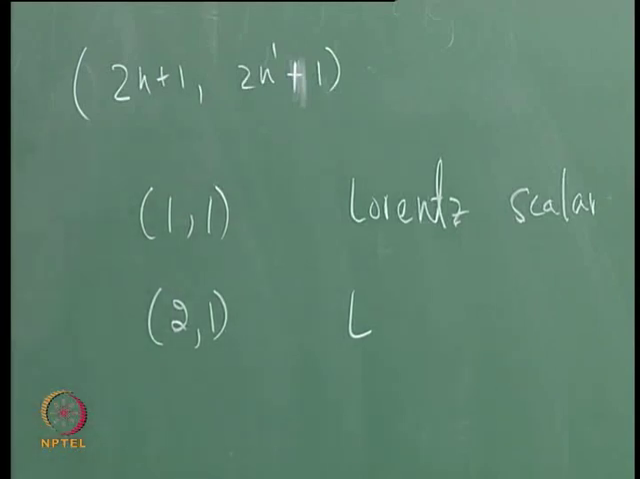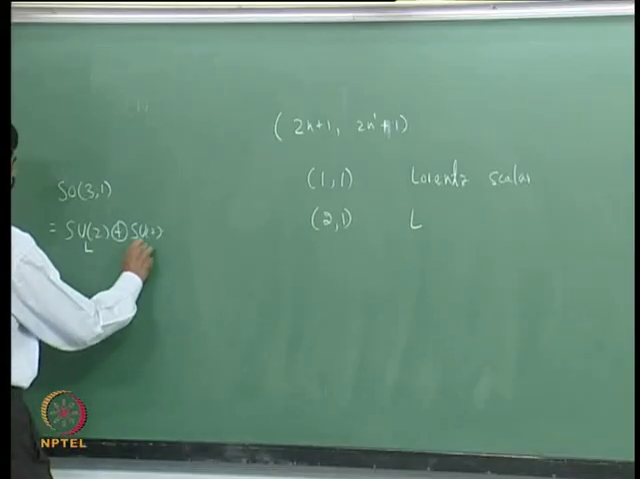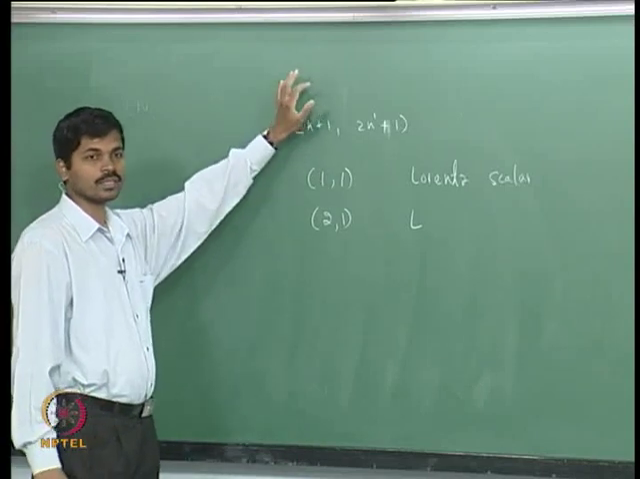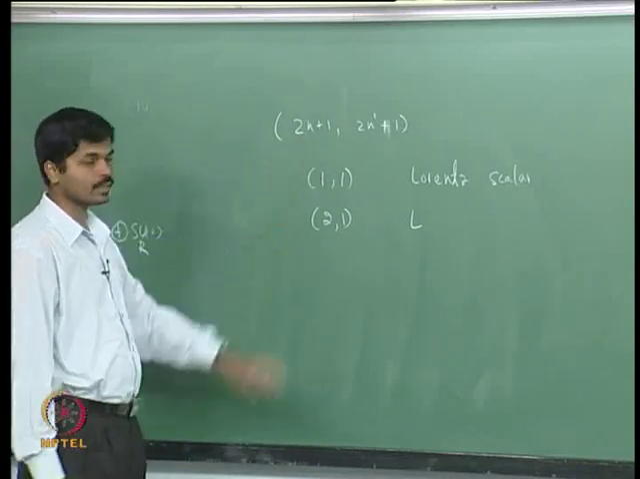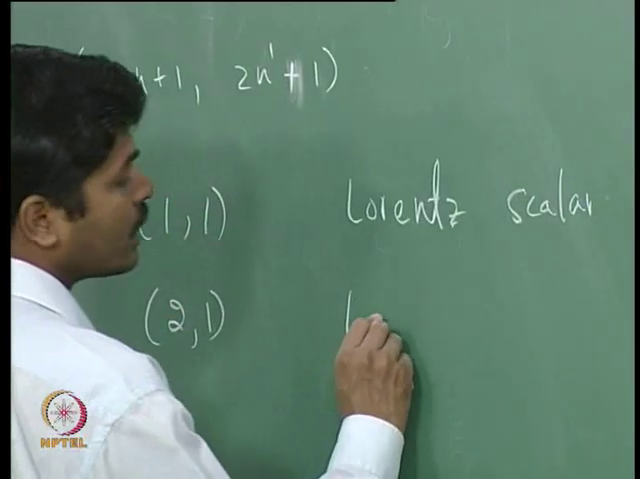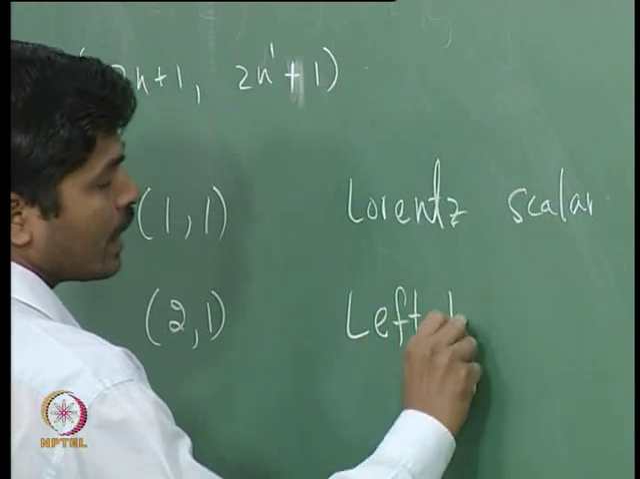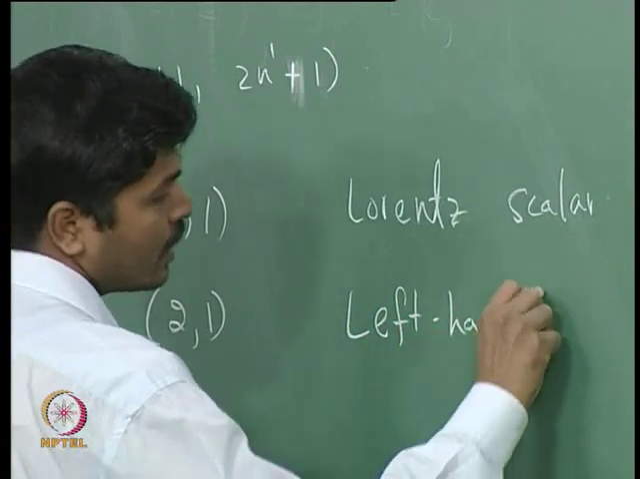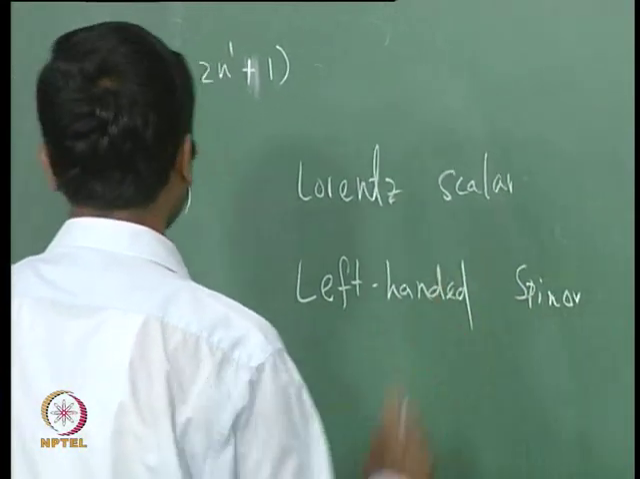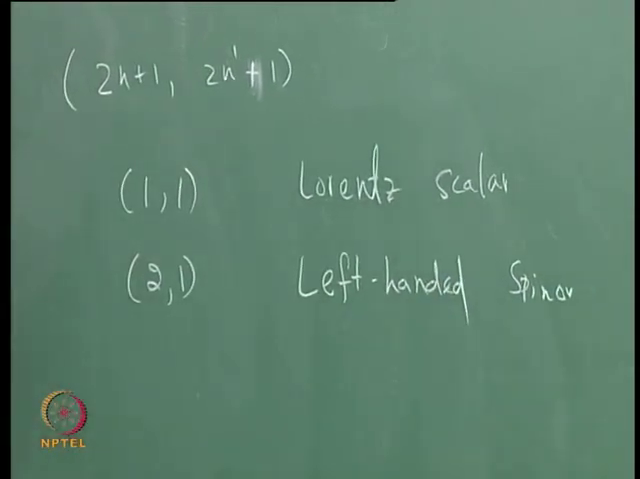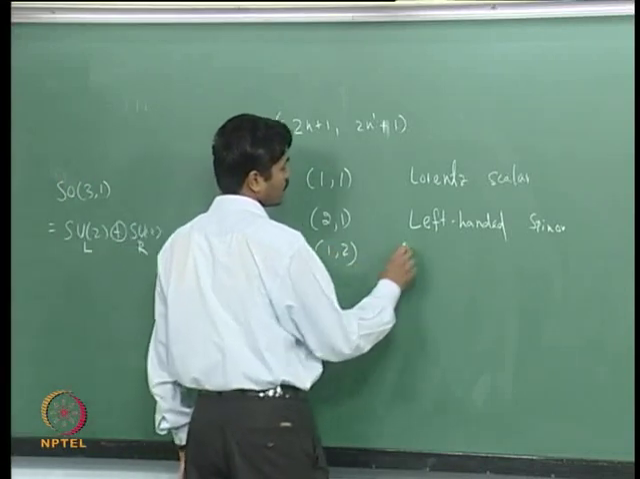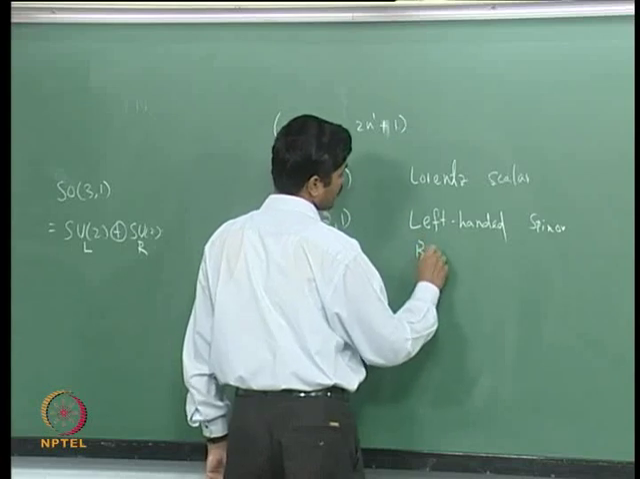So I will call this SU(2)_L, SU(2)_R, and these quantum numbers denote the transformation under the SU(2)_L and these under the SU(2)_R. So this is just a left handed spinor, and these are all 2 component spinors, right? And (1,2) is just a right handed spinor.